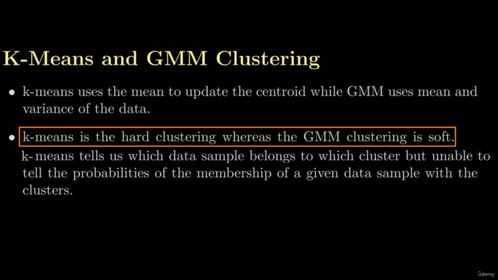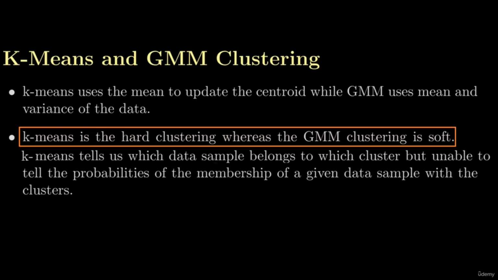Now, k-means is the hard clustering. GMM is the soft clustering. What happens is that if a data point is at the overlapping of the two clusters, k-means will not tell us anything about that data point, and it will assign only one cluster to that data point. Now, how will GMM clustering solve this problem?